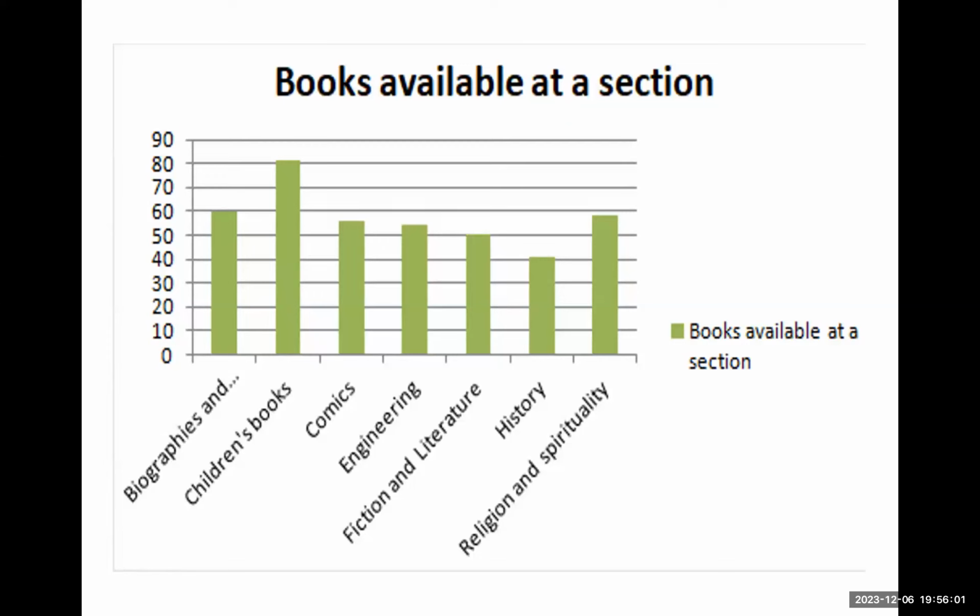Then, as it goes, we have the biographies, the children's books, the comics, engineering, and then the fiction and literature. We have the history and then the religion and spirituality as well. So the graph basically shows us the books available at the section and shows us the highest and the lowest books available. Thank you, sir.